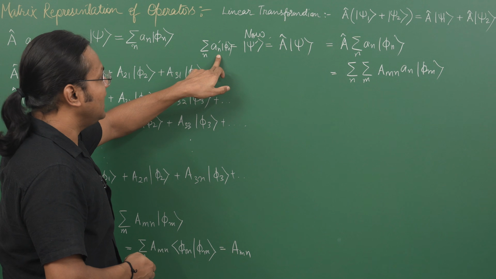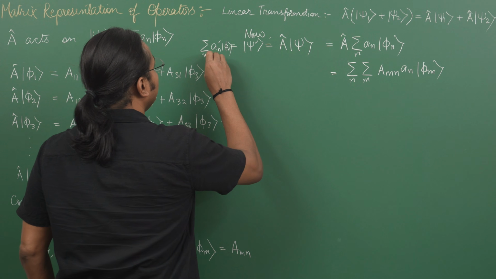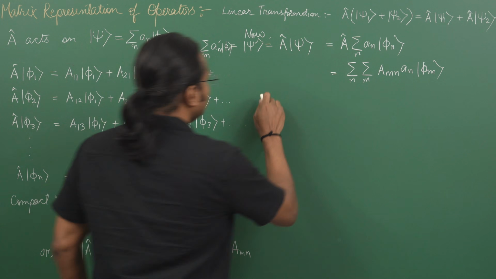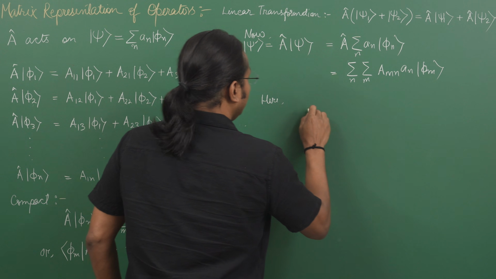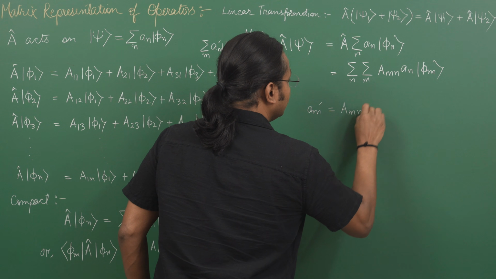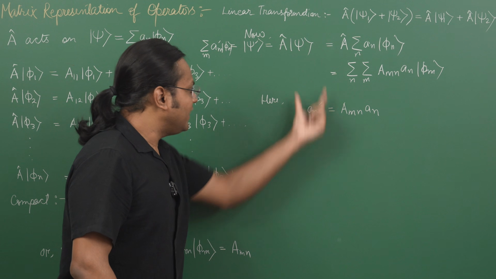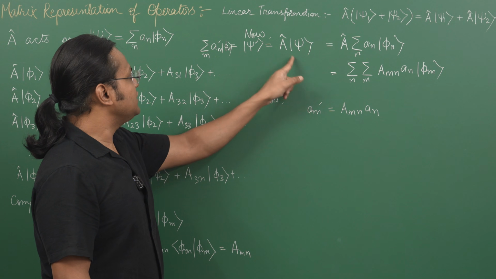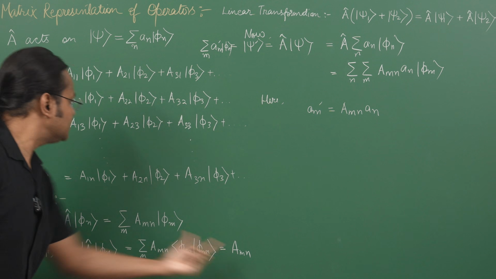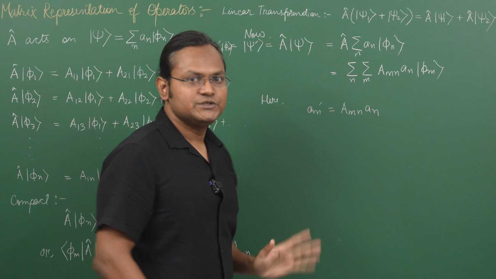Essentially what this means is that if I compare this with this, I should write m here just for the sake of making sense of it. Here a_m dash is nothing but a_mn a_n. That's it. So the column vector, which is the result of the operation of A on psi, is nothing but this particular square matrix corresponding to this operation acting on the column vector corresponding to psi itself.